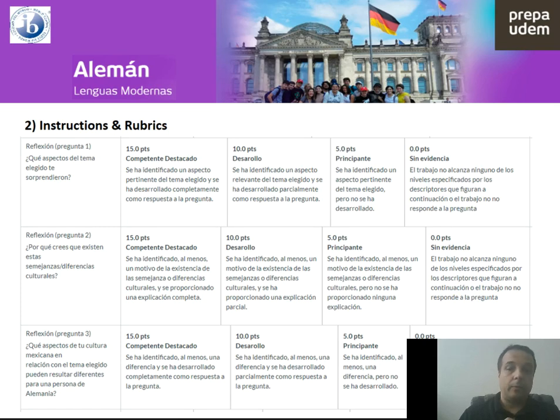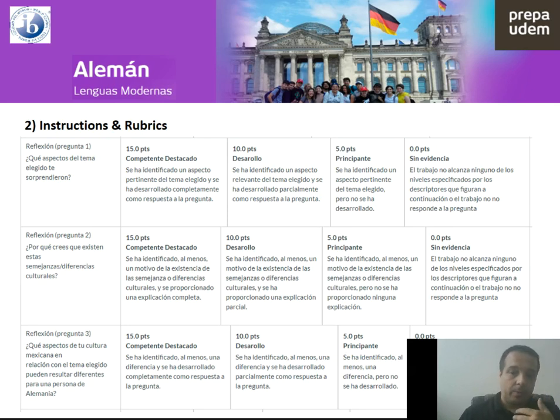Then the reflection, as you can see, gives a lot of points. Please be aware and keep in mind, you should have identified an aspect from the question and developed it. Fully develop it. Fully developed means you name the aspect and write 2 sentences. Partially developed means you name the aspect and write only 1 sentence. And if you only name the aspect but don't develop it, you just get 1/3 of the points.